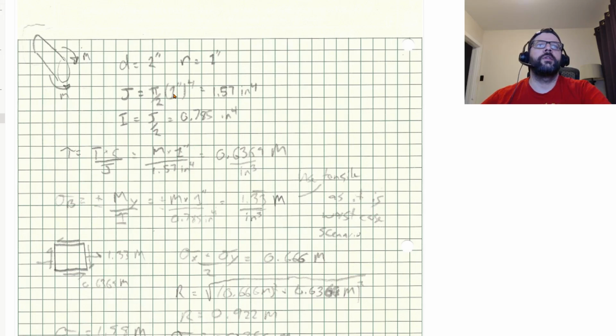The shear stress due to the torsion, again at the outside, is going to be based upon the torque, the radius and the J. So M times the 1 inch divided by the 1.57 inches to the fourth gives us 0.6369 M per inch cubed.